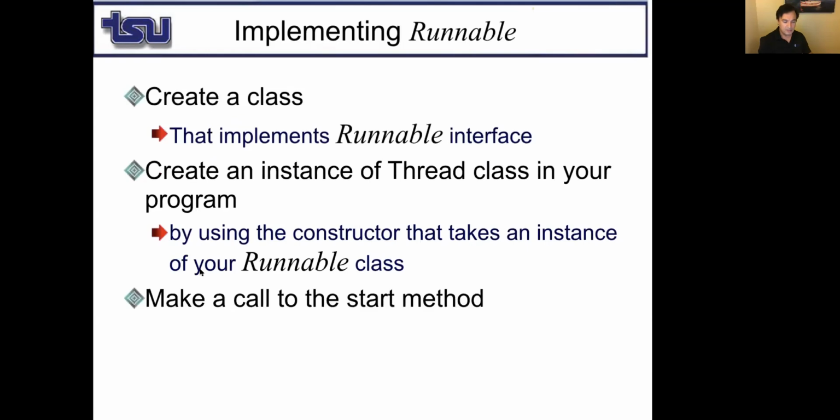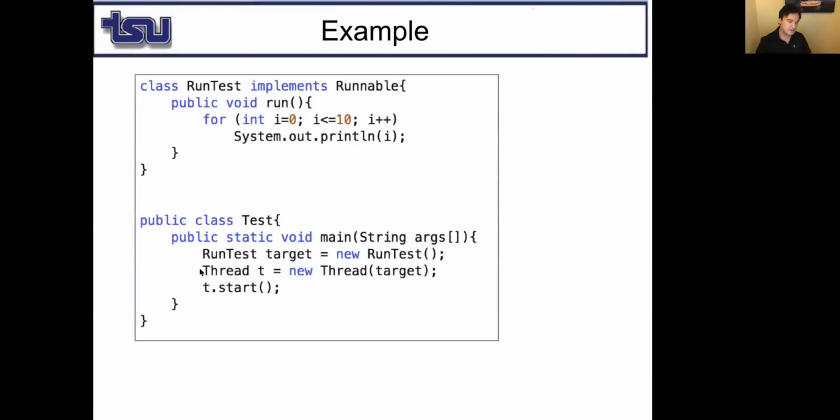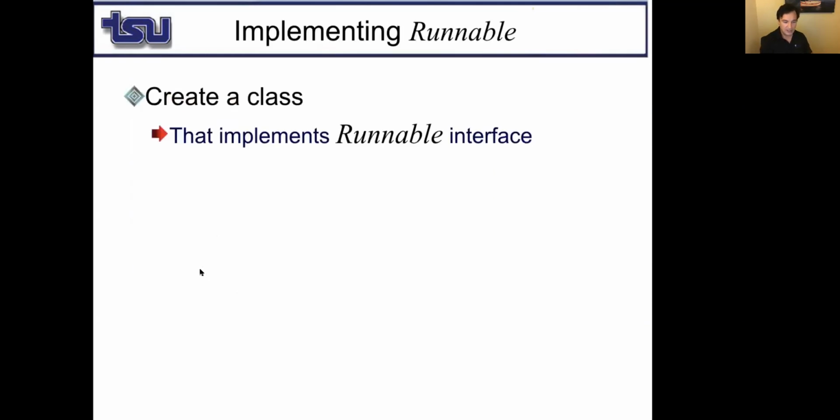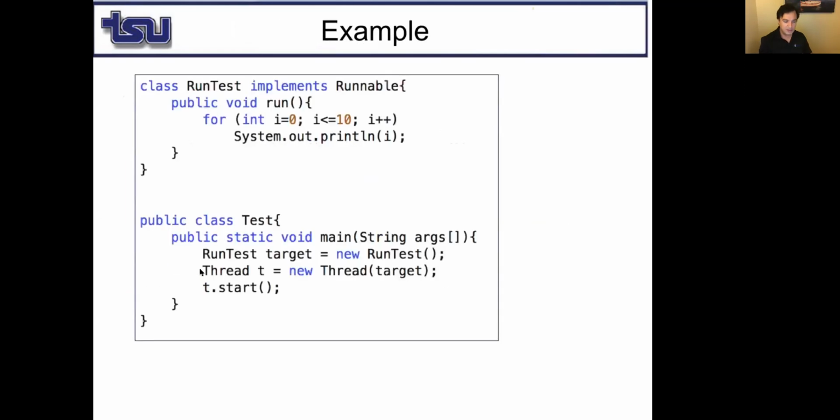And then you're going to make a call to the start method of Thread class. Okay, so here's what I mean by this. Look here, I have a class, I call it runTest, that implements Runnable. That was the first thing, right? Create a class that implements Runnable Interface. Since that class implements Runnable Interface, it must, what? Implement run method of Runnable Interface.